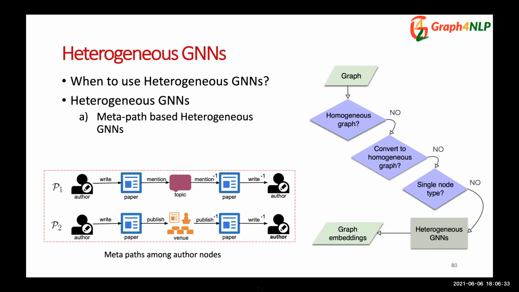Or we can say that the author writes a paper, the paper is published in a venue, and the venue also published some other papers which are written by some other authors. So this is how we can construct different meta paths between a pair of node types. So that's the idea of meta paths.